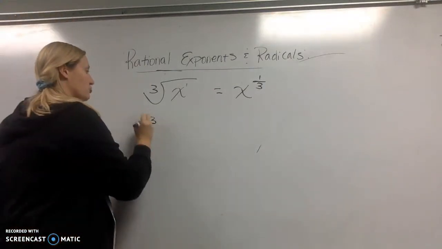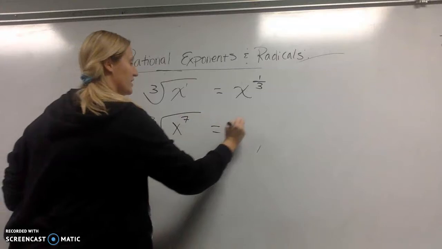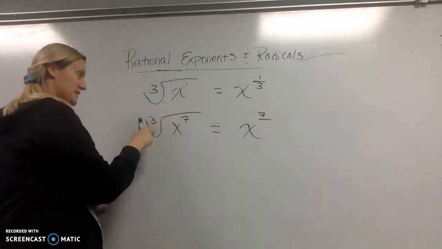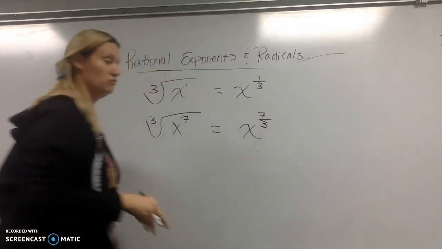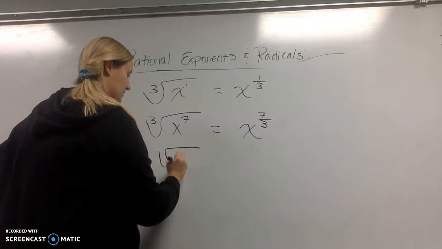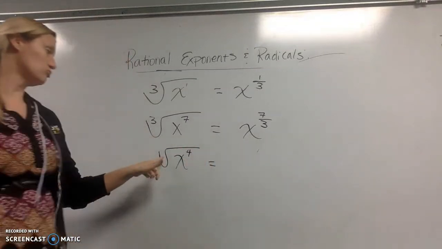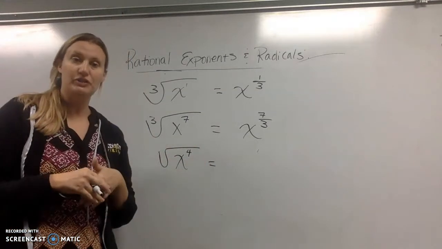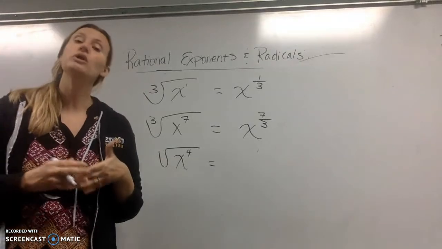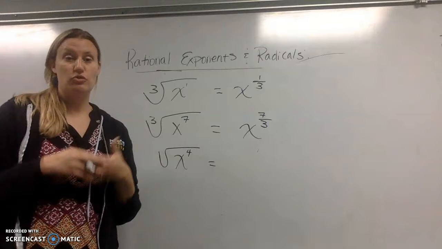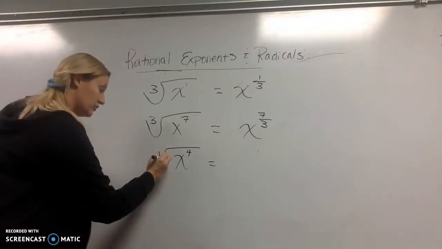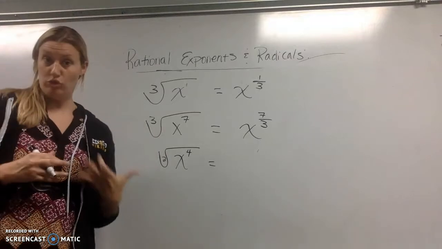If I have the cube root of x to the 7th, again, my base is x, it stays the same. My numerator is 7, my denominator would be 3. So that becomes x to the 7/3 power. Here, if you don't see a number, you'll notice back earlier in the video with the square root, I did not put an index there. I didn't write the 2. With square roots, we don't have to write the 2. We assume that if you don't see it, it's a square root. Now, if it makes you feel better, you can sure write that 2 in there, but you don't have to.